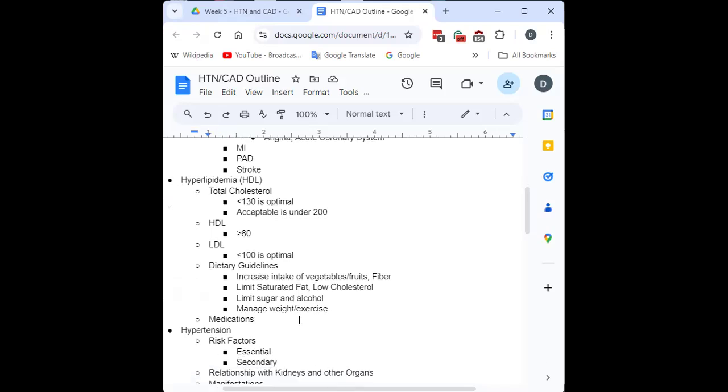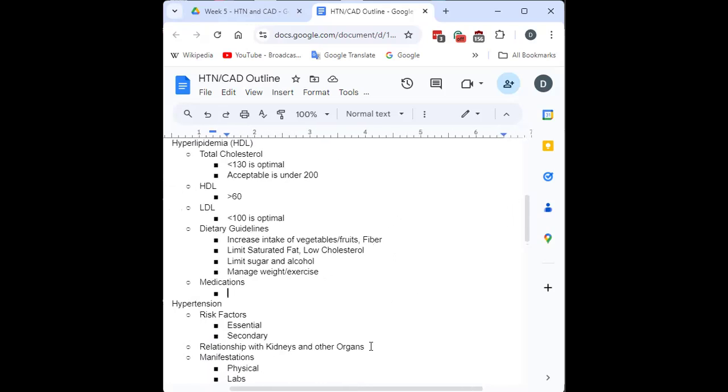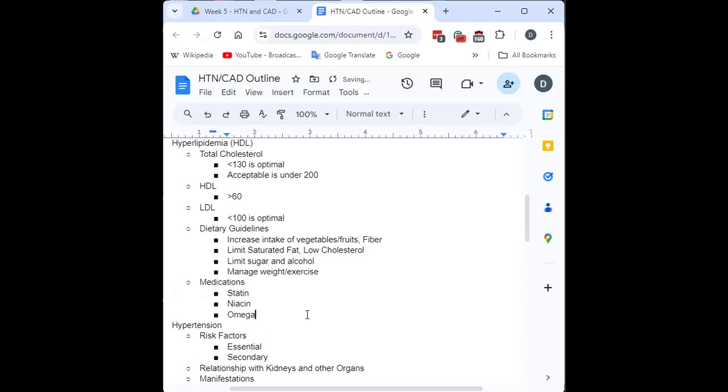Okay. And then a quick look at the medications that you go over. Try to just keep it simple on this. So what are some meds you can take for your hyperlipidemia? Statin medication. Yep. Statins, niacin. You can take omega-3, fibric acid derivatives. So that's usually your fenofibrate.